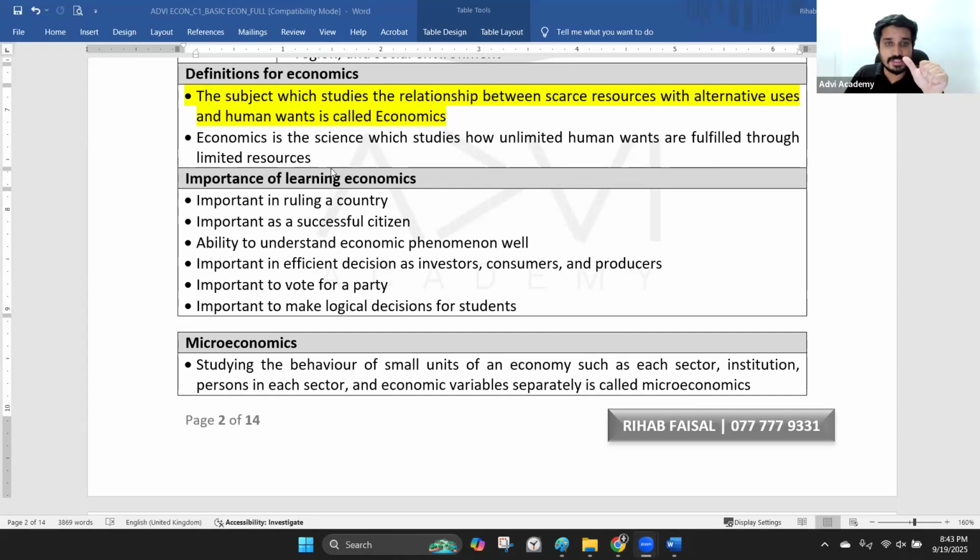Obviously, if you don't know economics, it's hard to rule the country. It's hard to develop the country economically. It's hard to run a political party because you won't have policies. If you want to know what happens to a country if it is not run using economics, Sri Lanka is the best example.